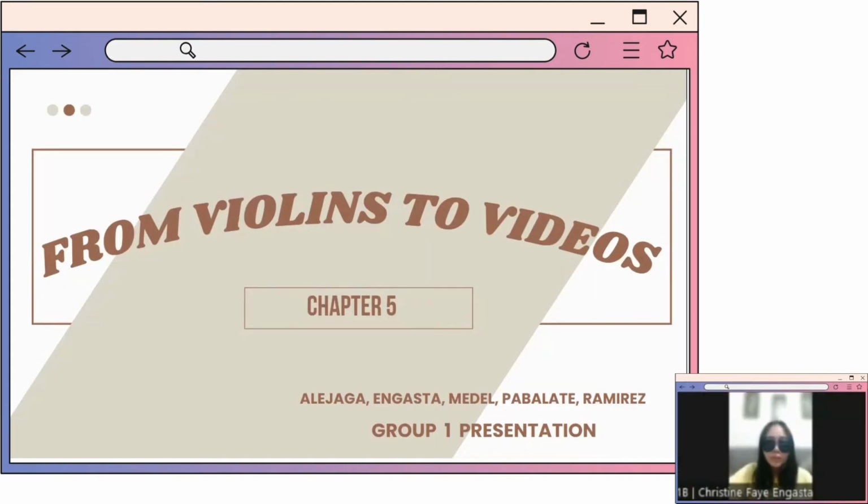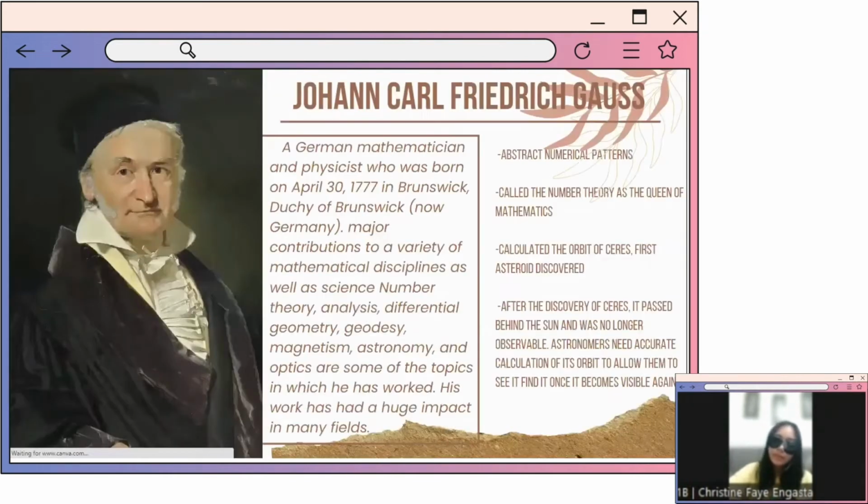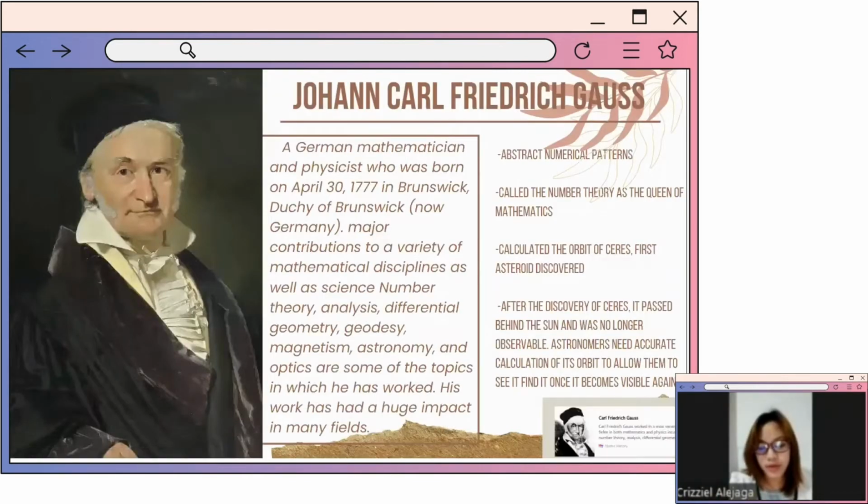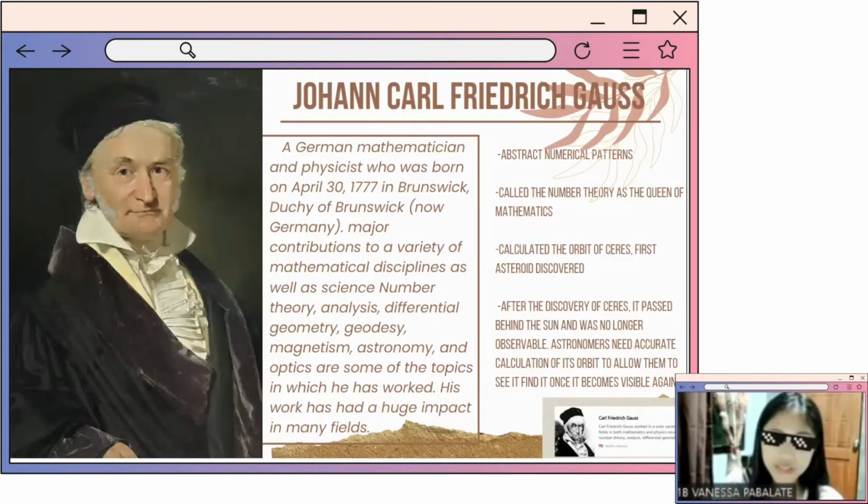So there are two distinct subdisciplines of mathematics, pure mathematics and applied mathematics. Carl Friedrich Gauss was the one who called number theory the queen of mathematics. He was also responsible for calculating the orbit of Ceres, the first asteroid to be discovered. Gauss made some major innovations that have lived up until this day. He was also in charge of some developments in surveying, telegraphy, and understanding of magnetism.